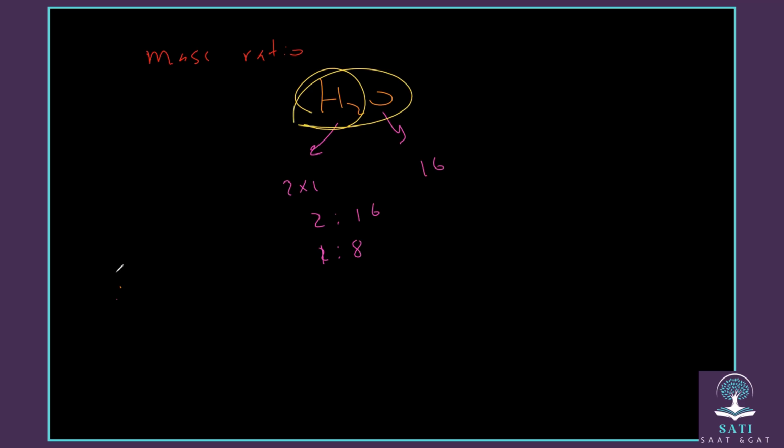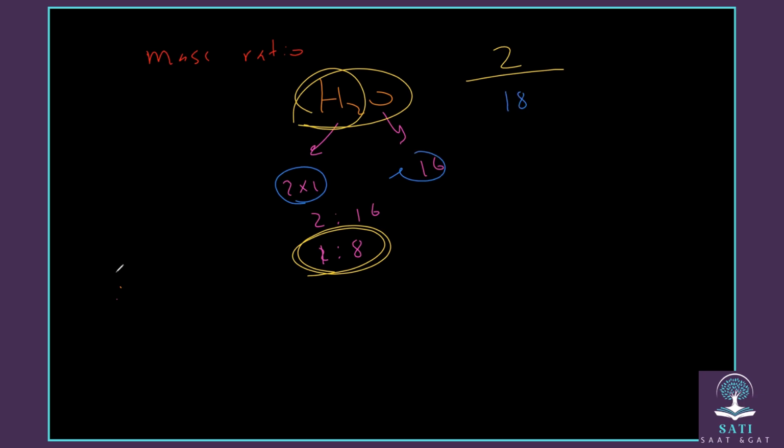This is the ratio of mass, which is also related to the law of constant proportions, 1 to 8. Now, if I ask what is the ratio of the mass of hydrogen in the whole compound, H2O, what are you going to do? You're going to divide 2 by the whole mass. What is the whole mass of the compound? You have 2 and you have 16, so the whole mass is 18.